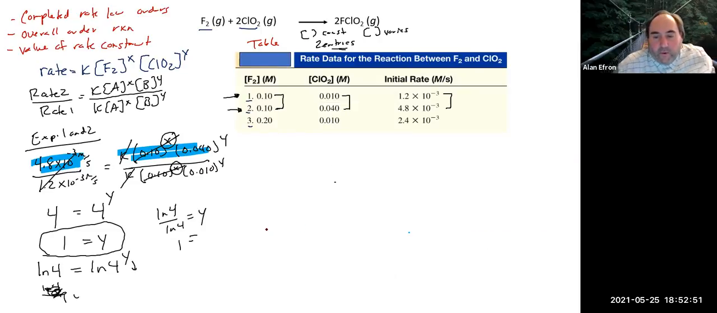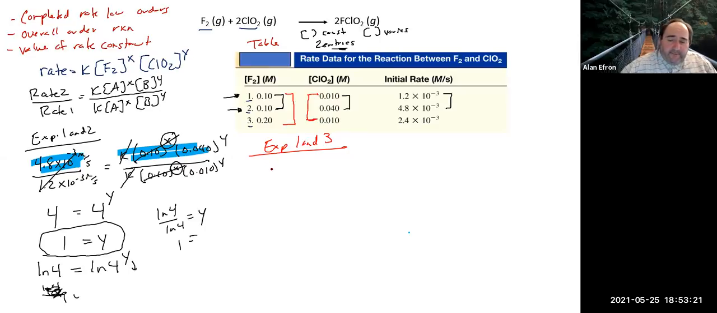Now that I figured out the order for Y, what I want to do now is go back to the table, and I want to keep the ClO2 constant, which looks like experiments 1 and 3 will do that, while having our F2 vary, which looks like 1 and 3 will also do that for us. And again, we're going to now look at experiments 1 and 3 in this case. Again, I'm going to put the larger rate on top, which looks like experiment 3 in this case. So experiment 3 is going to go all the way across the top.